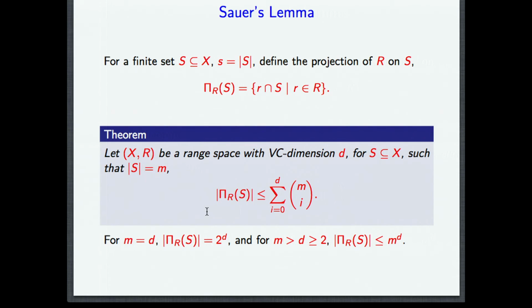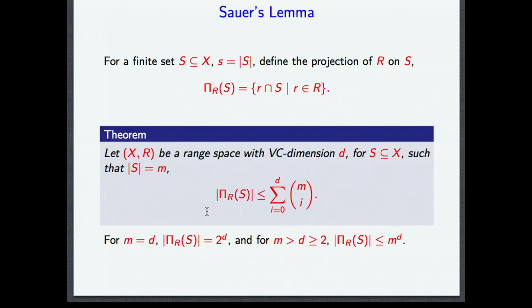So if we have a range space of dimension D, and if we take a subset S of size M, we ask: what's the size of the projection of our range set on that sample? We know that if the VC dimension is D, then the projection on D elements is 2 to the D. That's how we define the VC dimension: there is a set of D elements such that the projection on it has 2 to the D sets.